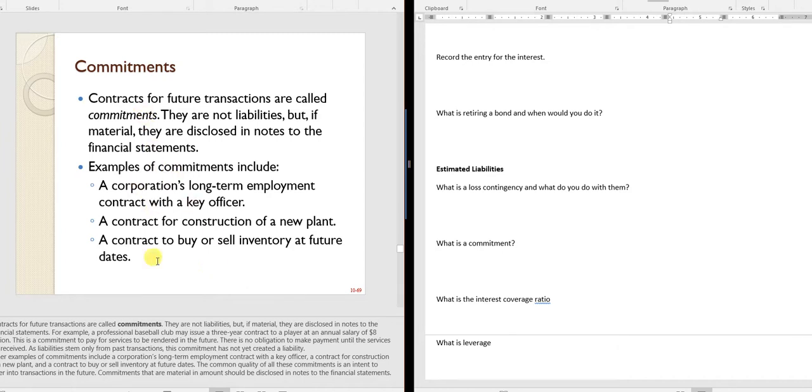So here's some other examples of a commitment. If I'm building a new building, I will have to disclose that I have a commitment to pay the contractor a certain amount of money. And it's just something investors want to know, that you've committed to pay somebody something.